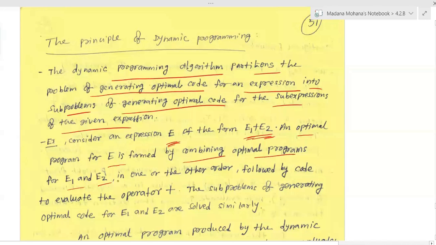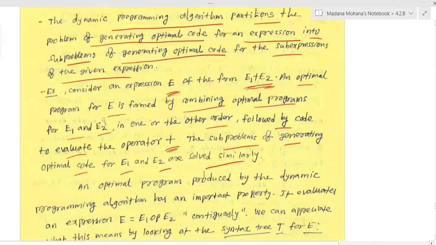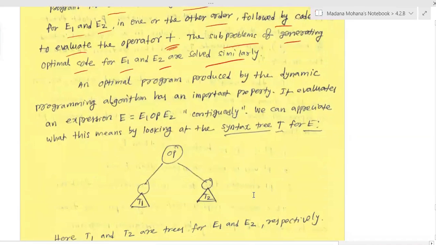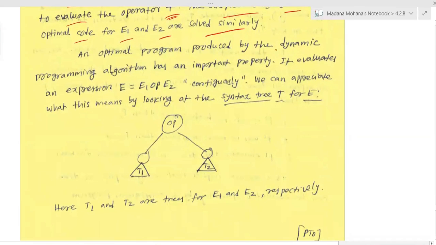So for E1 and E2, in one or the other order, followed by code to evaluate the operator plus. The subproblems of generating optimal code for E1 and E2 are solved similarly. So an optimal program produced by the dynamic programming algorithm has an important property. It evaluates an expression E equal to E1 OP E2 contiguously. We can appreciate what this means by looking at the syntax tree T for E.